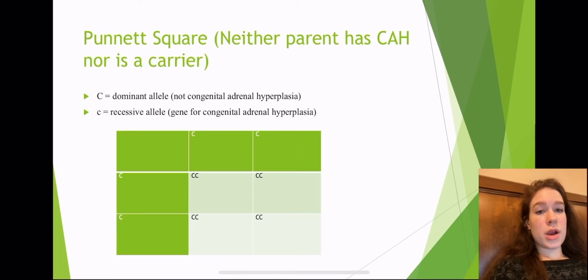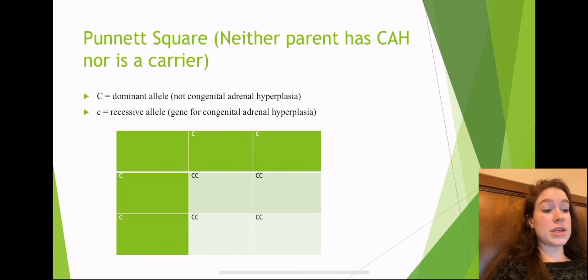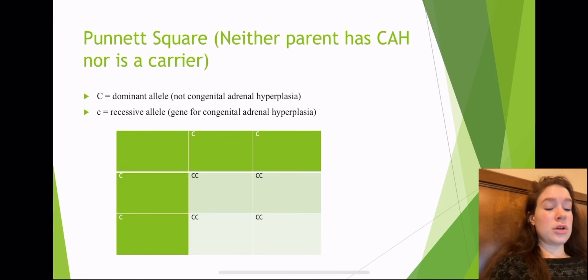My fourth Punnett square is neither parent has CAH nor is a carrier. After completing the Punnett square, the possible genotypes for the offspring in this case could only be big C because both parents only possess the genotype big C. This means that there is a 0% chance of these offspring having congenital adrenal hyperplasia. Also, this means that the offspring will share the same phenotypes of the parents, which are non-salt wasting and non-ambiguous genitalia.